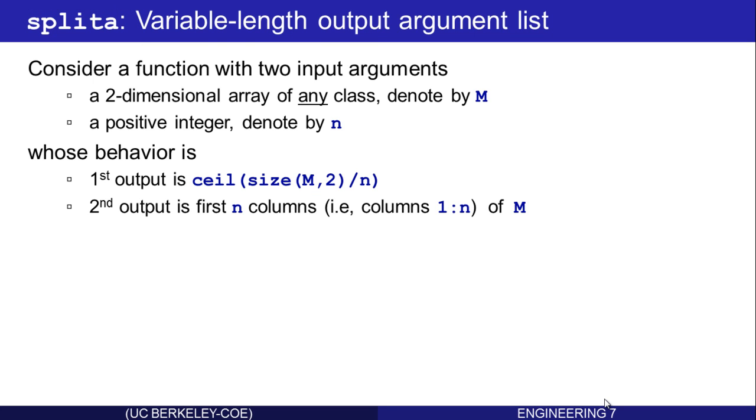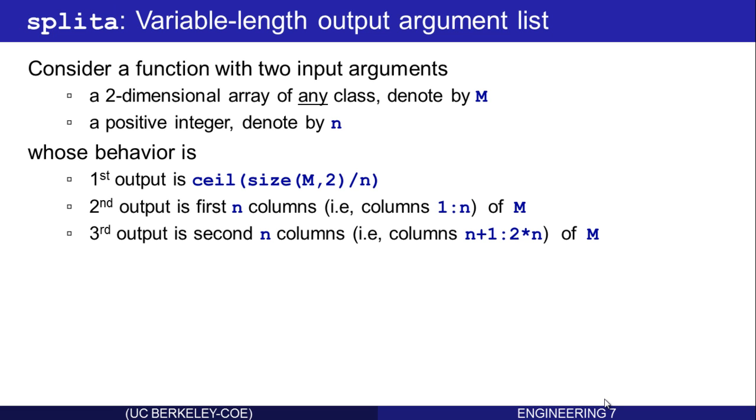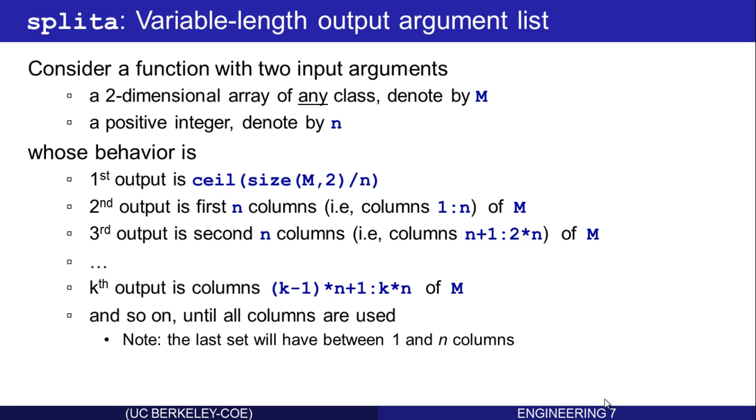The second output is the first N columns of M. The third output is the second N columns of M, and so on. The kth output is the k-1th group of N columns drawn from M, and so on until all the columns are used, and it's very possible that the last set will have less than N columns, somewhere between 1 and N.